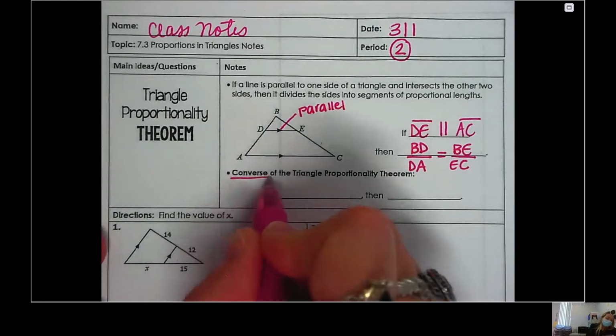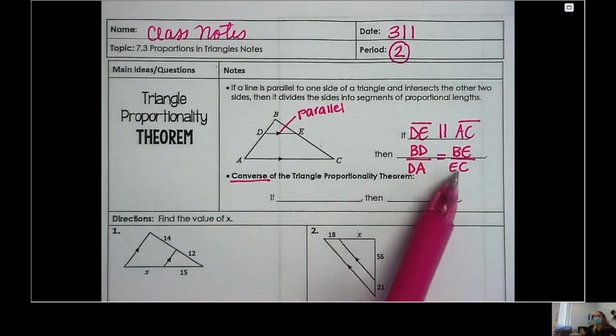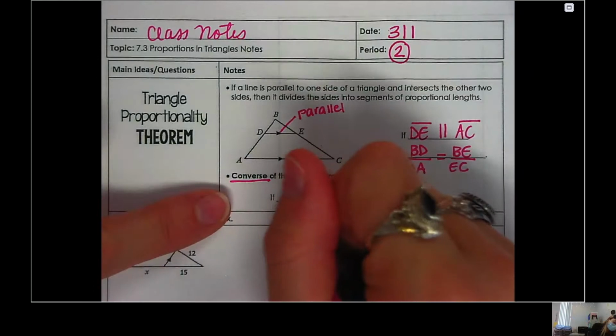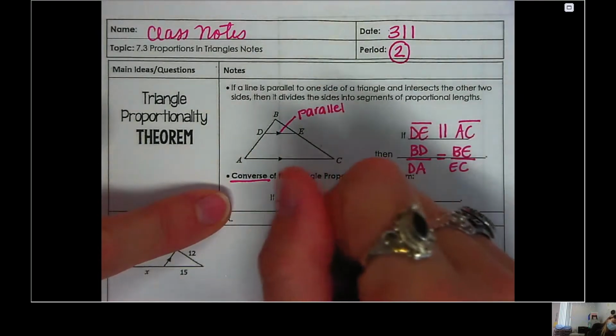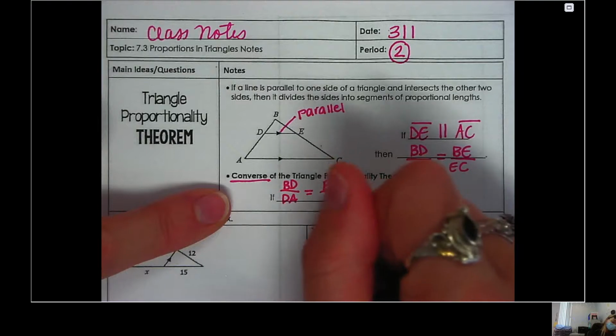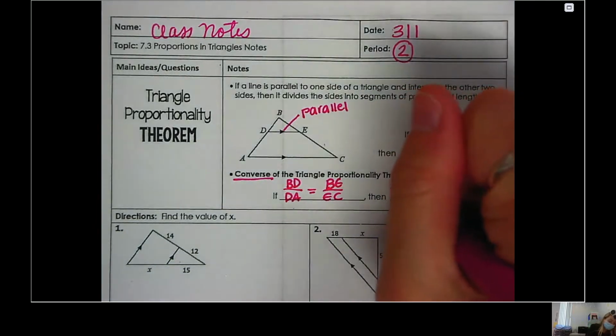The converse means just the opposite. If you can write the fractions and they are the same, then the lines have to be parallel. So you can go either way. If BD over DA is equal to BE over EC, then automatically my two lines have to be parallel. DE has to be parallel to AC.